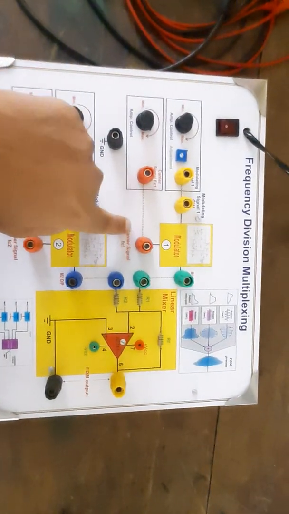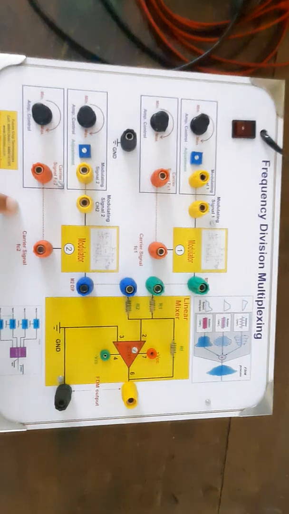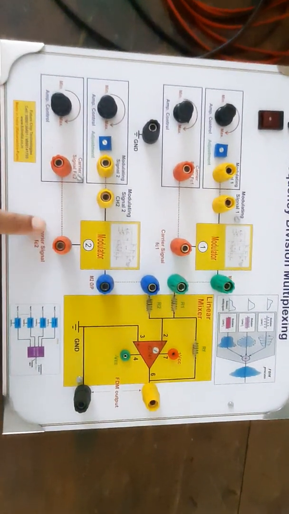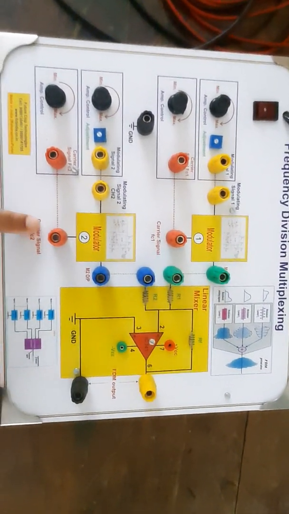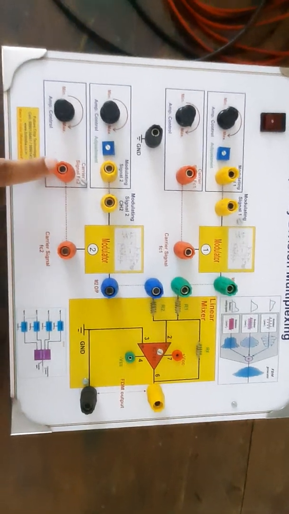This dotted line shows there is no connection internally. Dotted line shows no internal connection between the terminals.